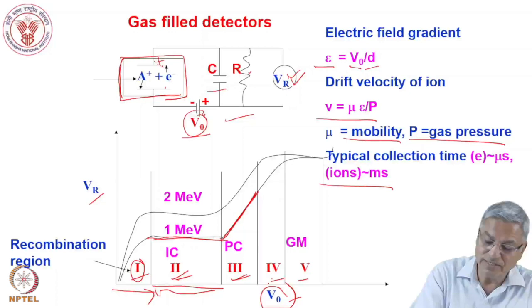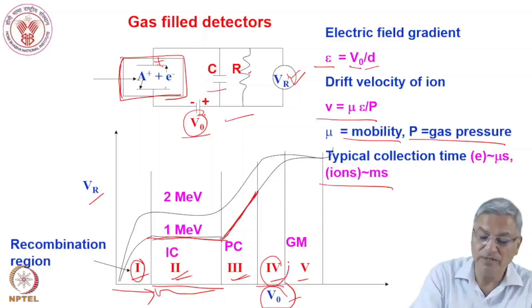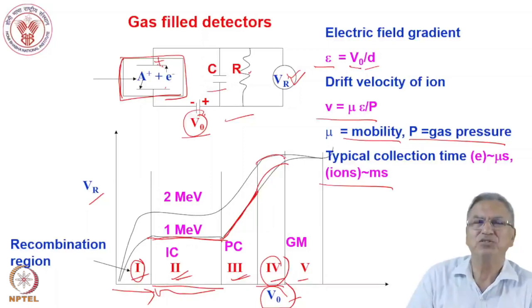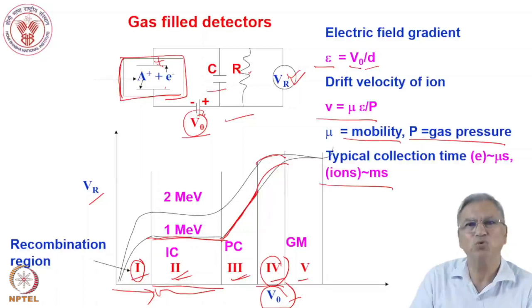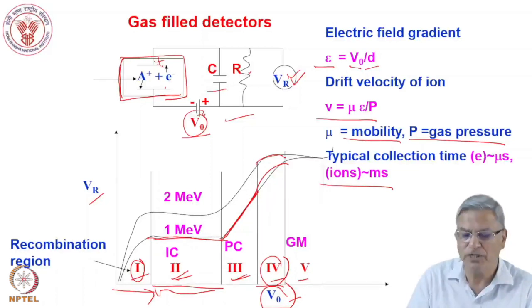When you further increase the applied potential to this region, then now there is a sort of saturation occurring, and this is called the region of limited proportionality. And again, this region is not useful for detector application.